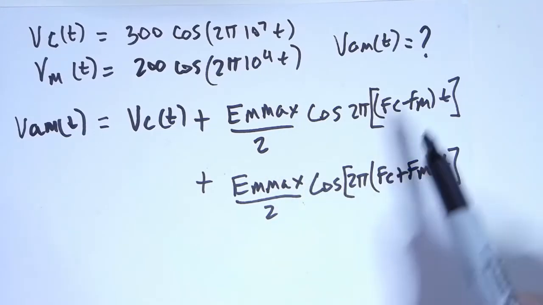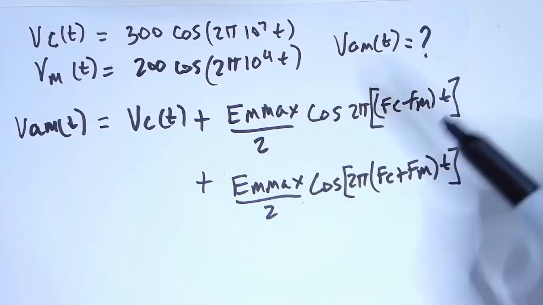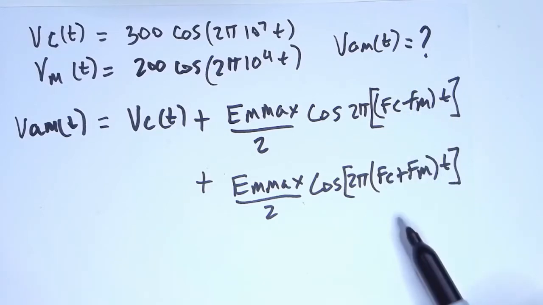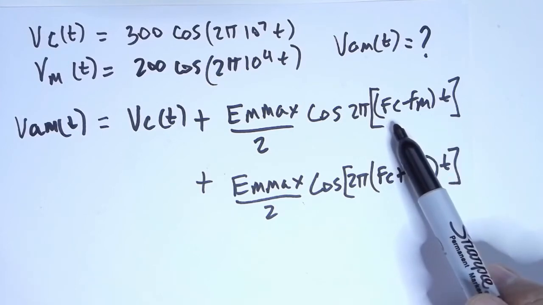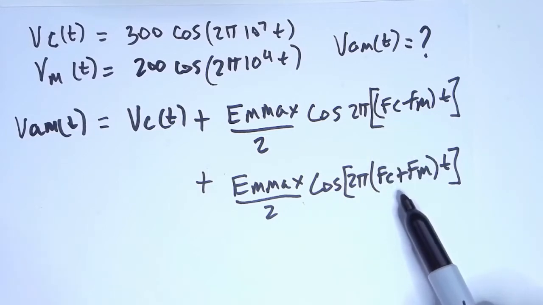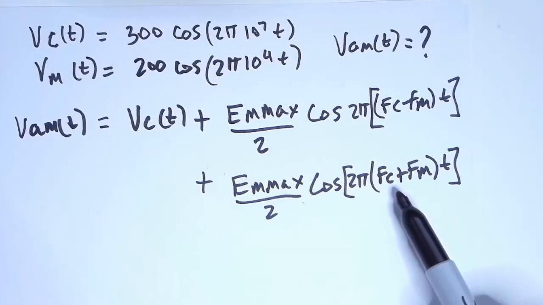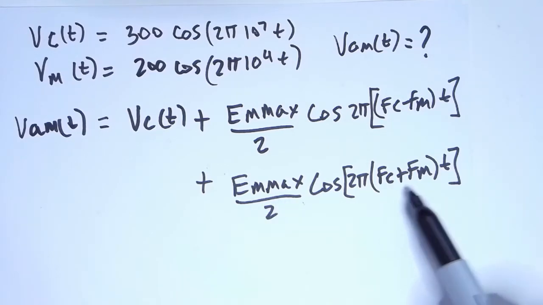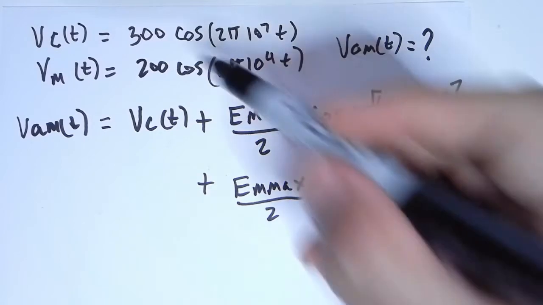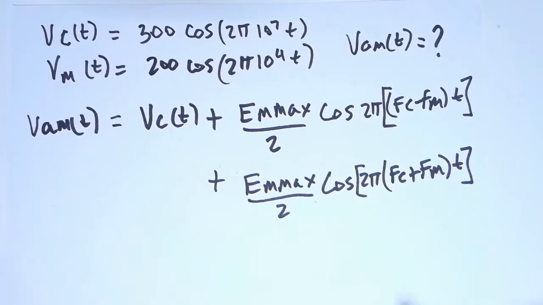tones that have the same power levels, same magnitude, the same coefficient, but they are placed apart by different frequencies, right? By the difference between the modulating frequency and the carrier, and the second, the third tone here, the frequency is the carrier frequency plus the modulating frequency. So let's plug in our given signals into this form.